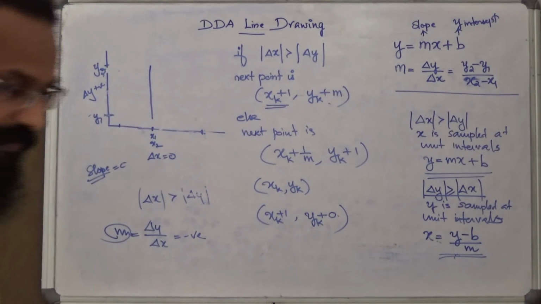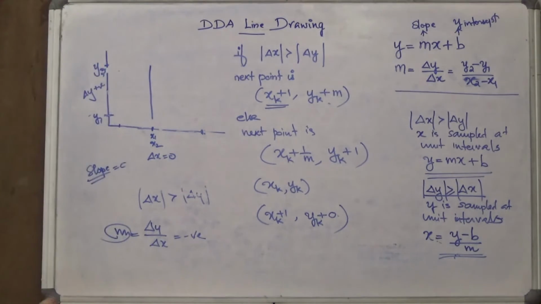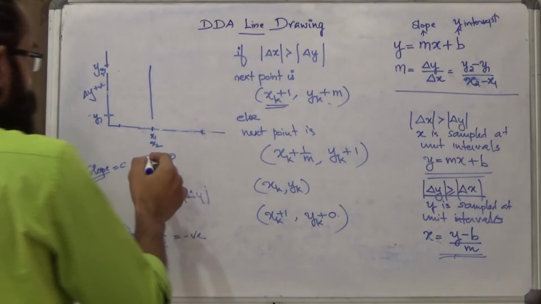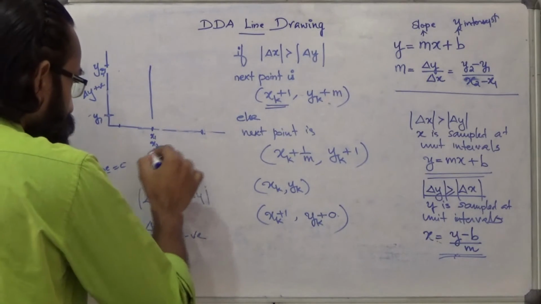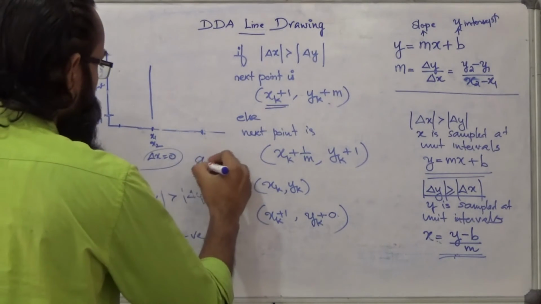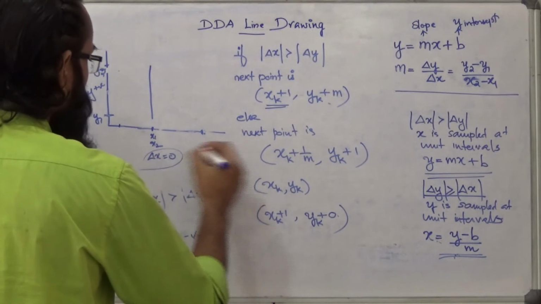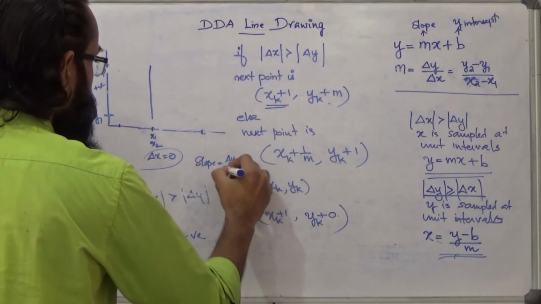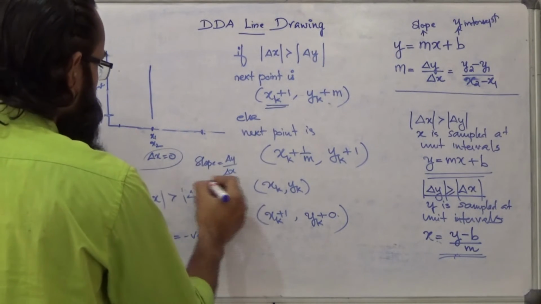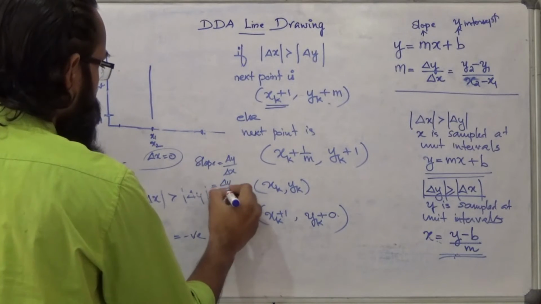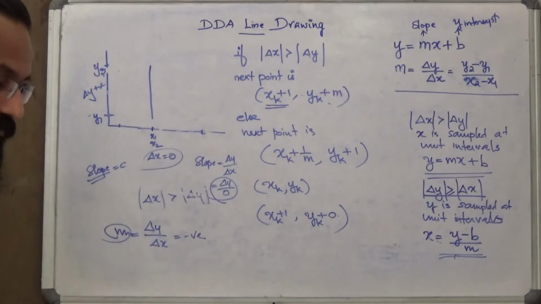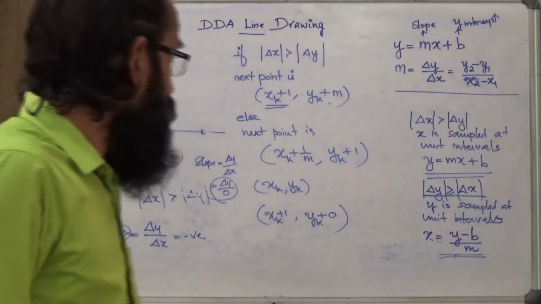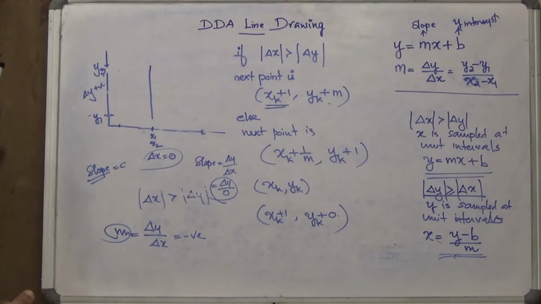So delta y by delta x, there exists a particular issue here. If you take the slope, it will be equal to delta y by delta x, which is equal to delta y by 0. This may lead to a division error. So how will you solve this issue?